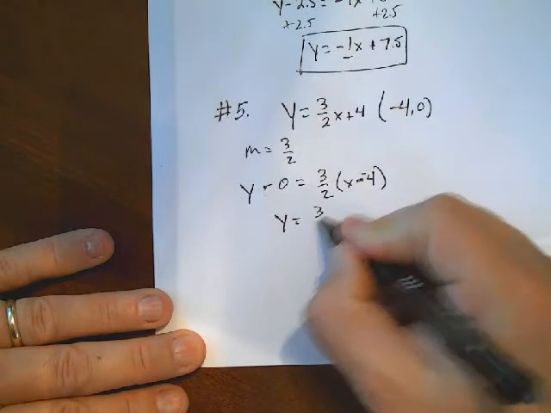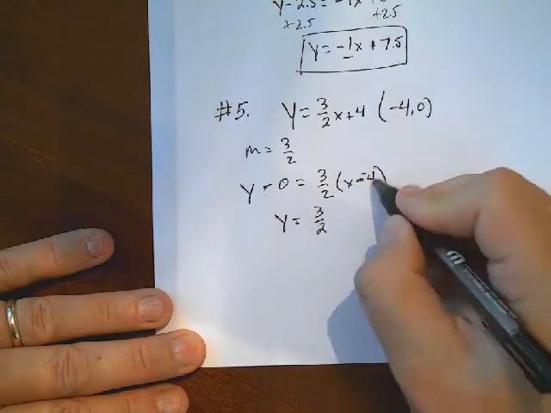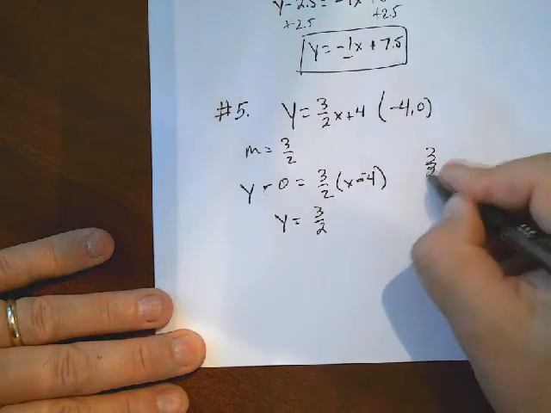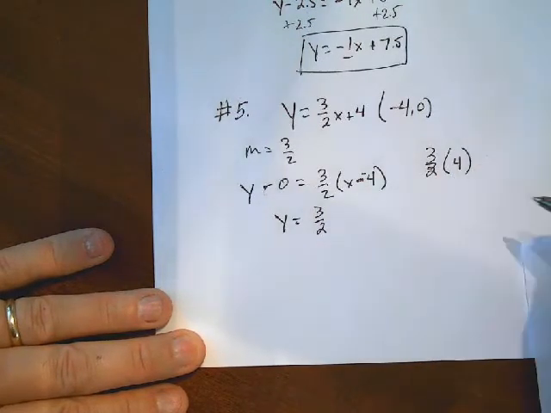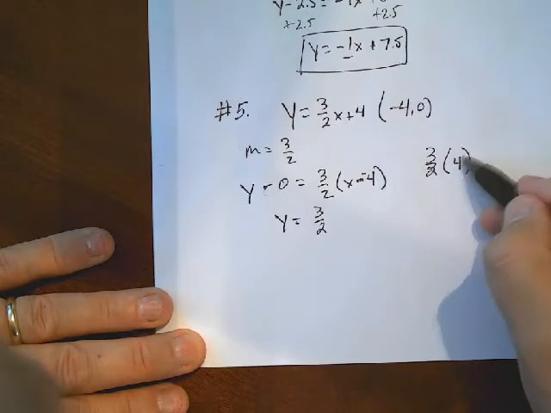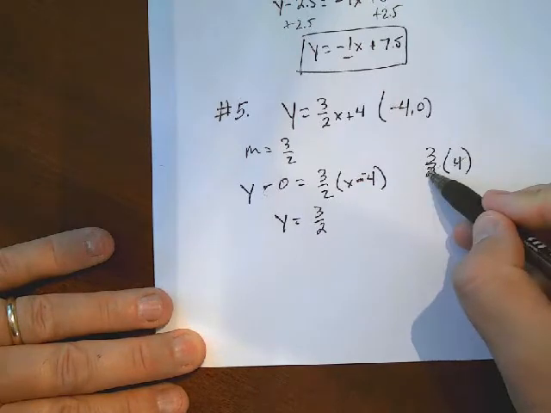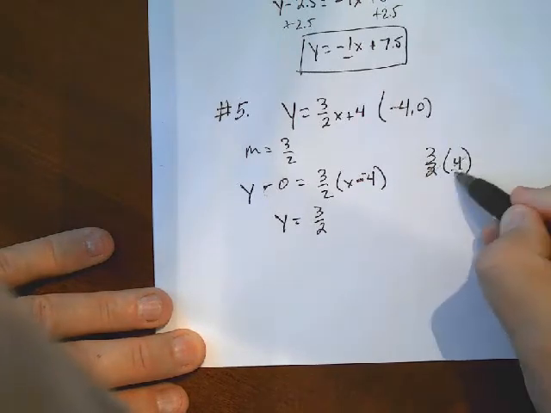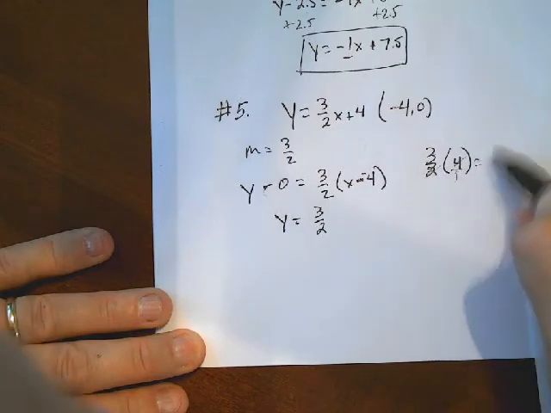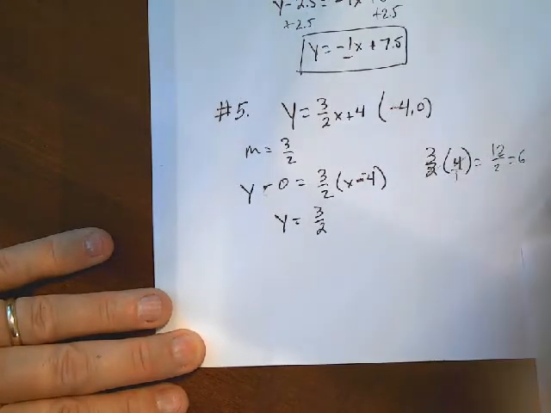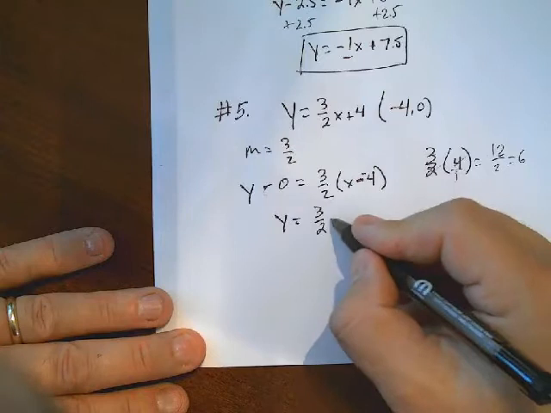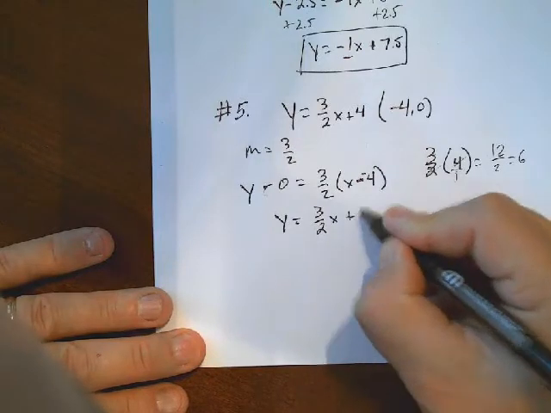So we have 3 halves x. What's 3 halves times 4? I know you guys don't like fractions. Well, you could reduce it first and get 6, or you can just multiply. Think of that as 3 times 4 is 12 over 2 and get 6. There's a couple different ways to multiply that. So 3 halves x, and then this would be plus 6.